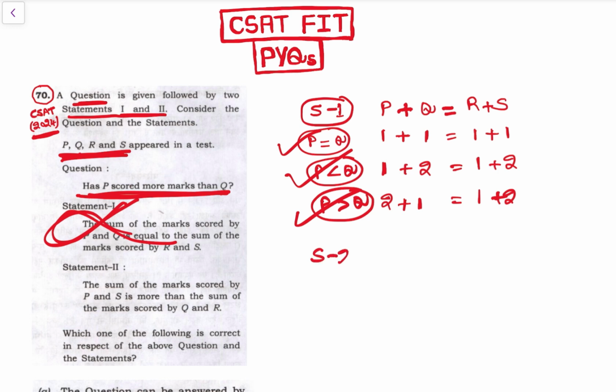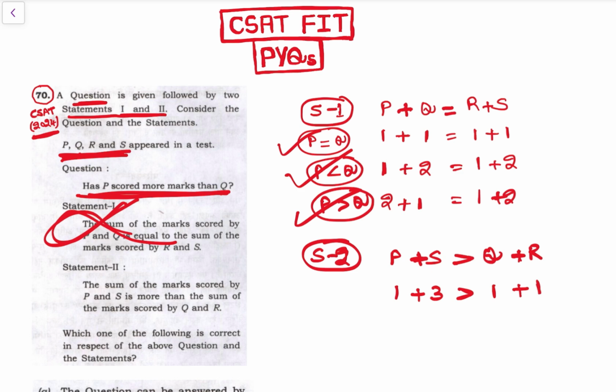Right, now let's check with statement 2 alone. Statement 2 says the sum of marks scored by P and S is more than the marks scored by Q and R. So P plus S is greater than Q plus R. Now let's take P has scored 1 mark and S has scored 3 marks, greater than Q has scored 1 mark and R has scored 1 mark. So P plus S combined, that is 4, is greater than 2. And look at the relation of P and Q: P and Q are equal.